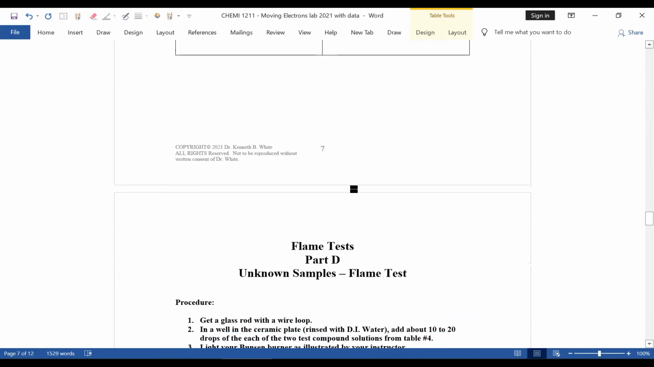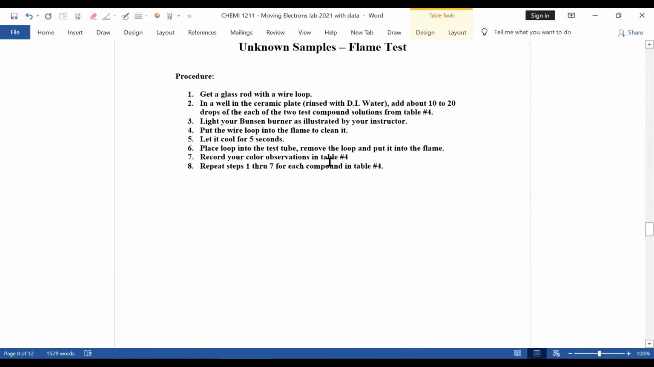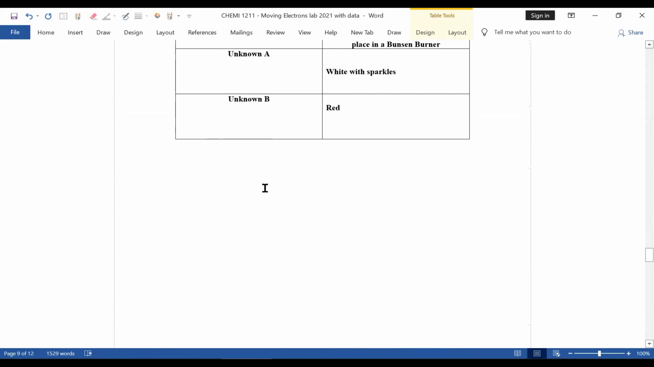Now, to make this an interesting lab, here are some unknowns. If you were in a lab, I'd have a bottle labeled unknown A and unknown B. See how creative Dr. White can be? And since they don't have it set up this way in Beyond Lab Z, unknown A is this color, unknown B is this color. And the questions later on, you have to identify what's A and B from your observations in table one. See how sneaky I can be?